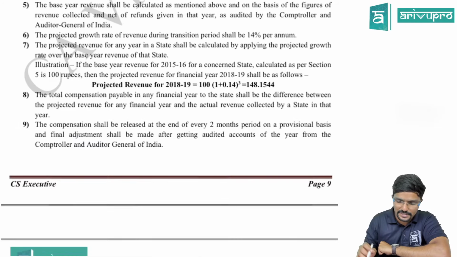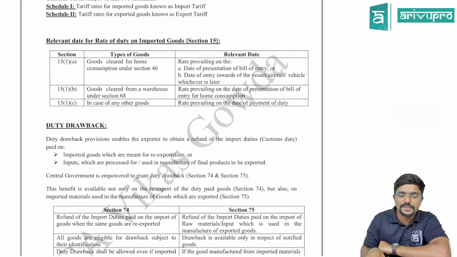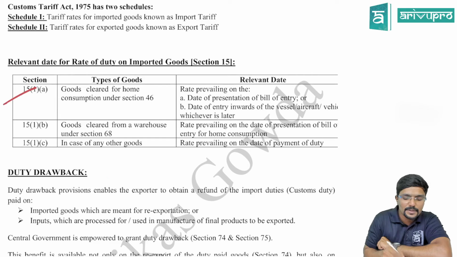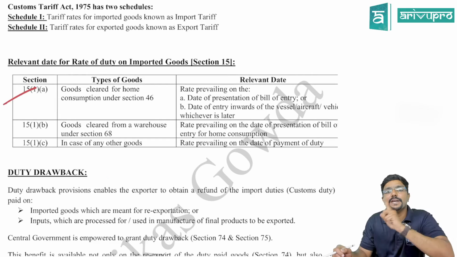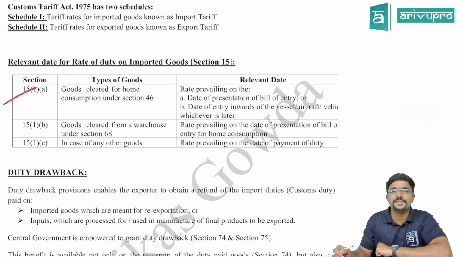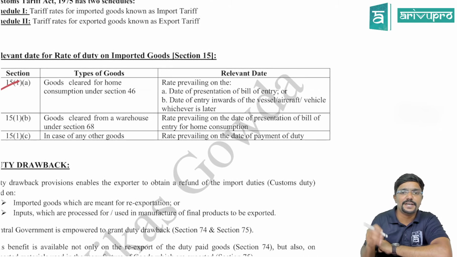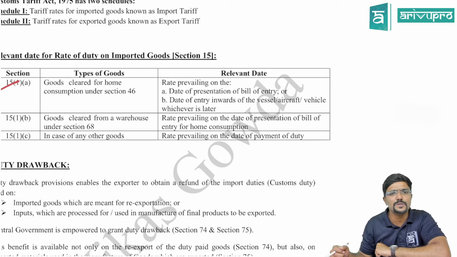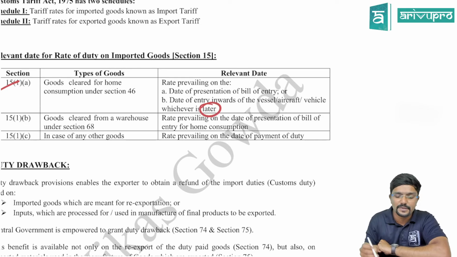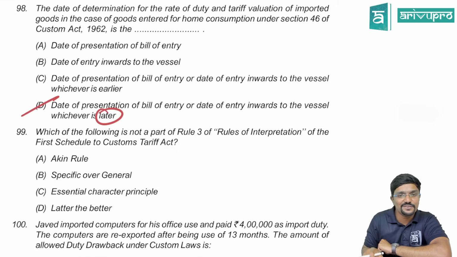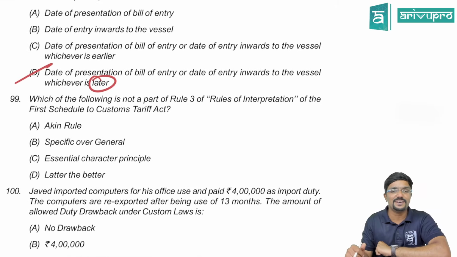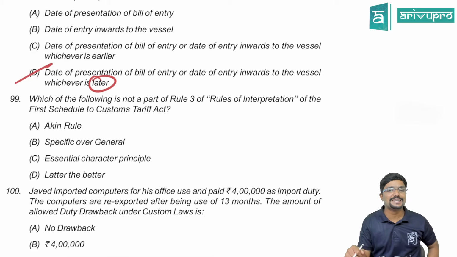So it is as per the provisions of section 15. You can observe 15(1)(a): goods cleared for home consumption under section 46, the rate prevailing on the date of presentation of bill of entry or date of entry inwards of the vessel or aircraft or vehicle, through whichever mode you are getting the goods, whichever is later. But in the question they have given whichever is earlier also, so it might be confusing for you. Please remember the provision as it is.